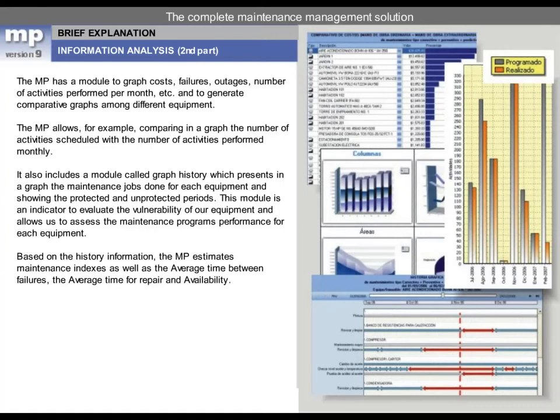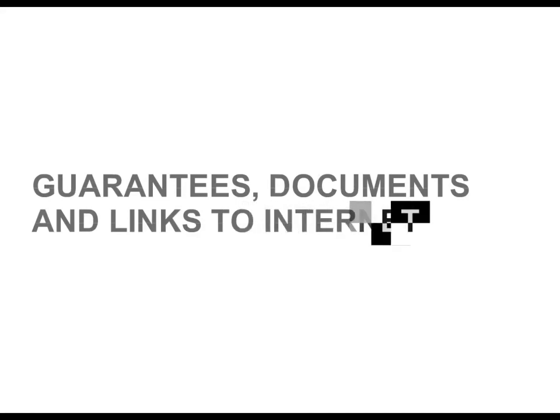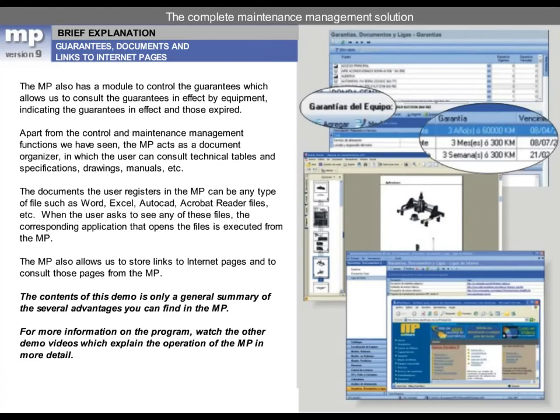This module is an indicator to evaluate the vulnerability of our equipment, and allows us to assess the maintenance program's performance for each equipment. Based on the history information, the MP estimates maintenance indexes, as well as the average time between failures, the average time for repair and availability. The MP also has a module to control the guarantees, which allows us to consult the guarantees in effect by equipment, indicating the guarantees in effect and those expired.